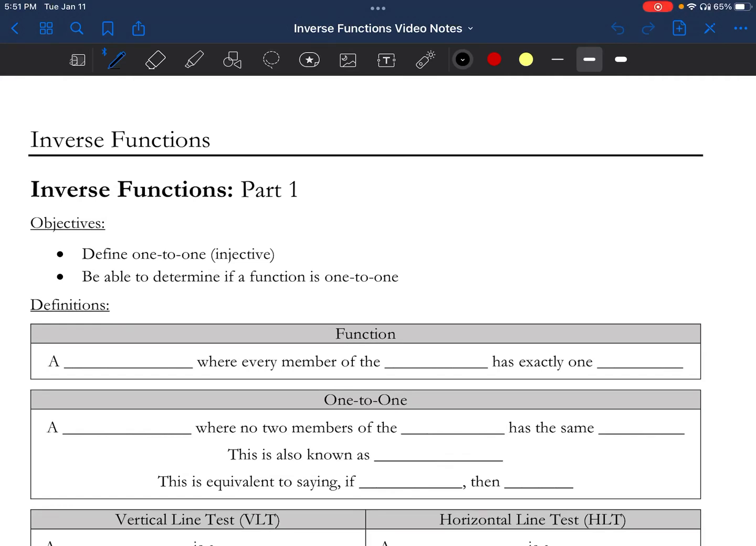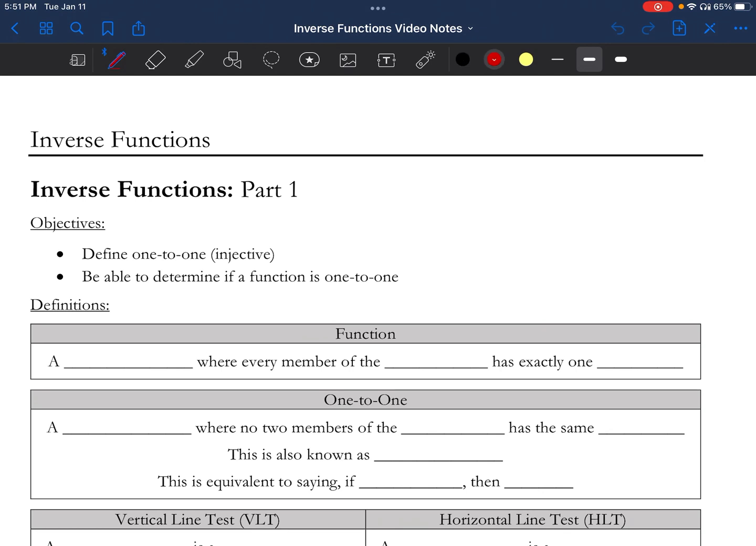So in this video, I'm going to talk about inverse functions, and this is going to be part of a series on the algebra behind inverse functions. And the first thing I want to do is actually define what it means for a function to be one-to-one and to be able to determine if a function is one-to-one.